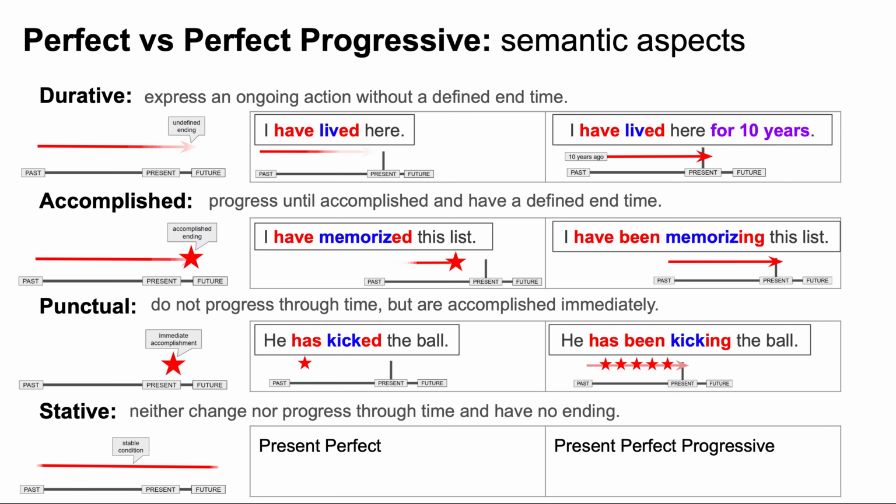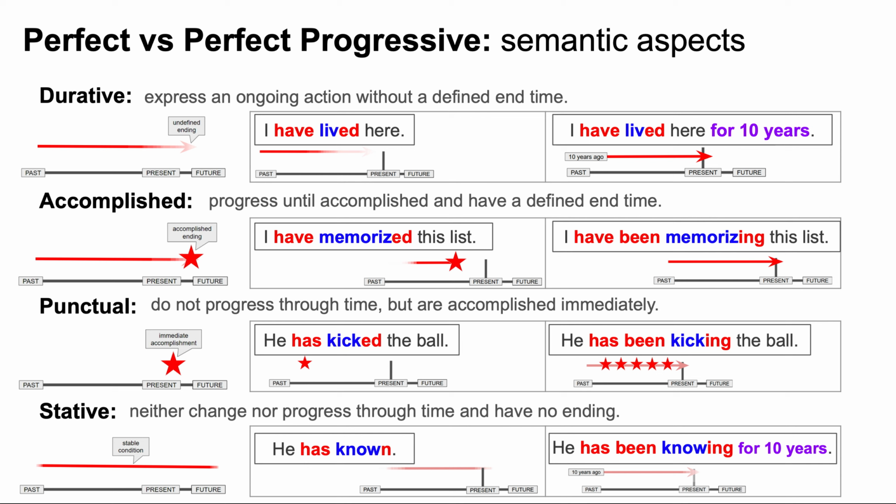Stative verbs neither change nor progress through time and have no ending. With the present perfect, the action continues into the present. He has known. We cannot use the present perfect progressive with stative verbs. Instead, use the present perfect for actions that began in the past and continue into the present. For example, he has known for 10 years.